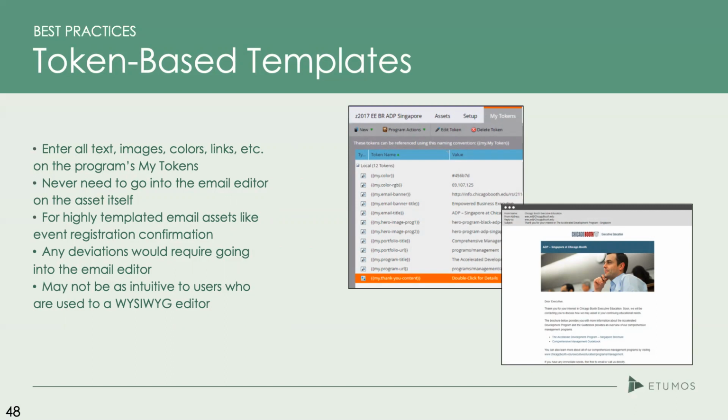Token-based templates have their limitations though. Any deviations outside what's in the tokens would require going into the email editor on the asset anyway, so it's not always a time saver. Also, its format may not be as intuitive to users who are used to WYSIWYG editors. You can't see what it is that you're changing until you preview the email asset. It doesn't even appear in the email editor.